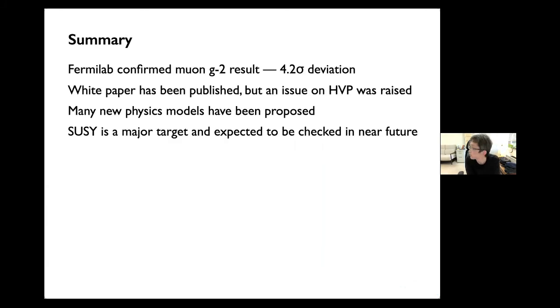Okay, so this is a summary. Fermilab confirms the muon g-2 result, and now the deviation is at the 4.2 sigma level. The white paper has been published, but an issue on hadronic vacuum polarization was raised by the recent BMW result. And this tension has not been solved yet, unfortunately. But the white paper is good.